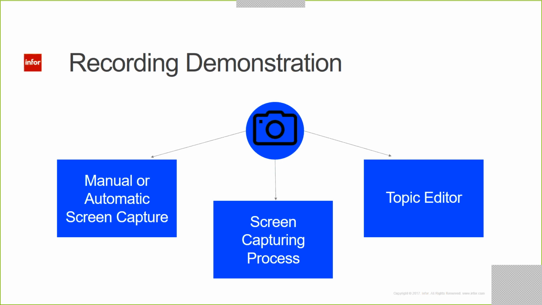So manual recording gives you a bit more control because you determine what you want to actually capture in your recorded procedure. Automatic recording is possibly a little bit easier, but there is the risk of capturing certain things that you don't want to.